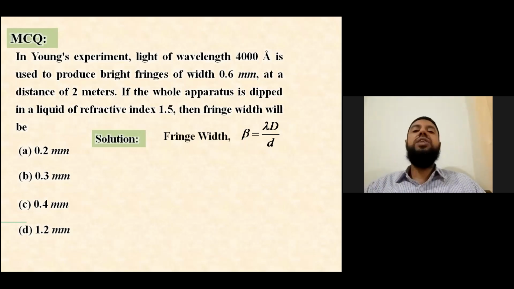When light travels from one medium to another medium, its wavelength changes, its velocity changes, its frequency remains constant.